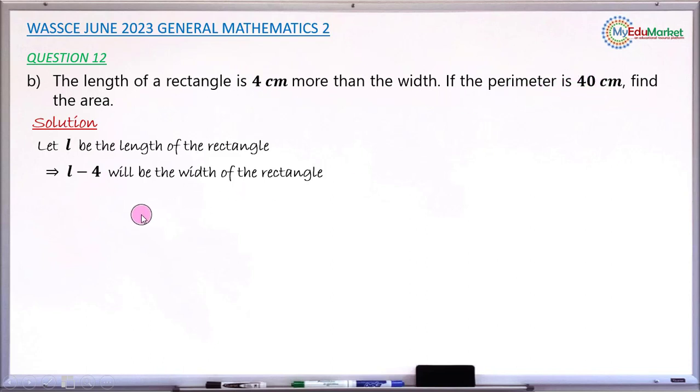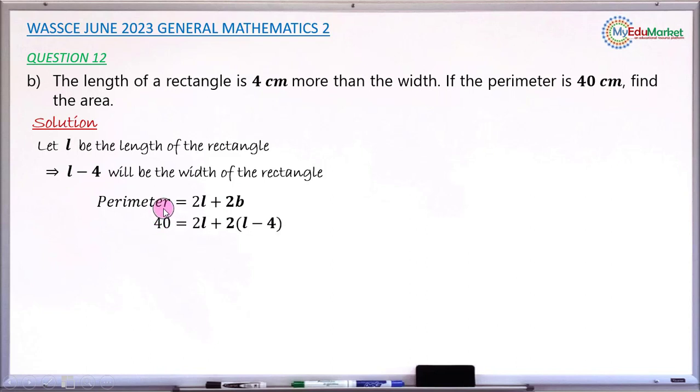So attempting to get that perimeter, you now have the formula perimeter = 2L + 2B. This is the formula for the perimeter of a rectangle. Of course, we have the perimeter as 40. So this L is the length, while B is the width, which I can now replace in terms of L, because B is now L minus 4. So let me just make the substitution.